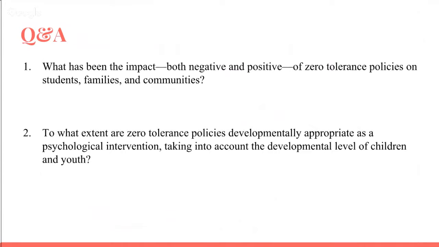Thanks for answering, Nicole. Another question is, to what extent are zero tolerance policies developmentally appropriate as a psychological intervention, taking into account the developmental level of children and youth? Through research, the Zero Tolerance Task Force found that before the age of 15, adolescents displayed immaturity in the areas of poor resistance to peer influence, attitudes toward and perception of risk, future orientation, and impulse control.